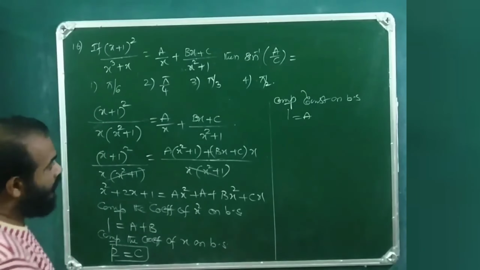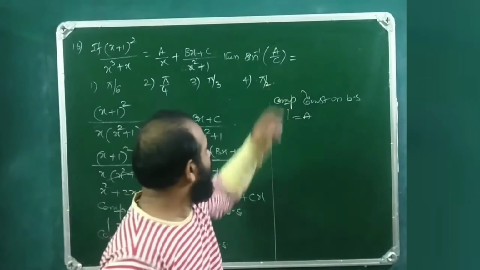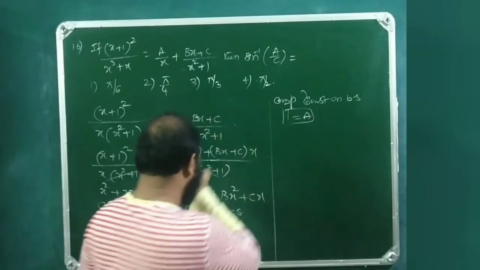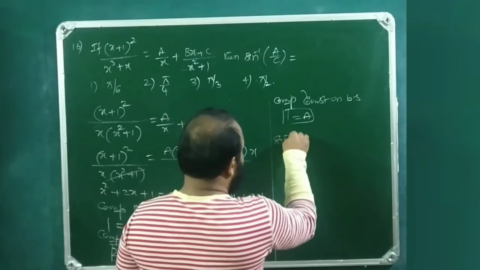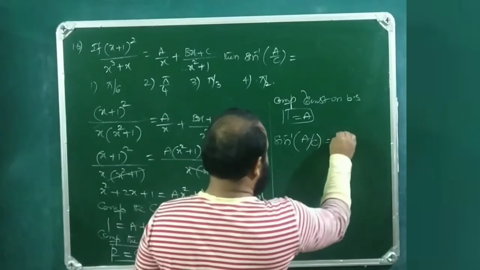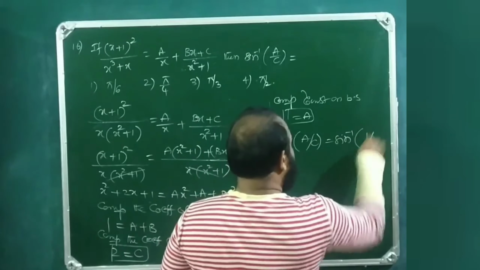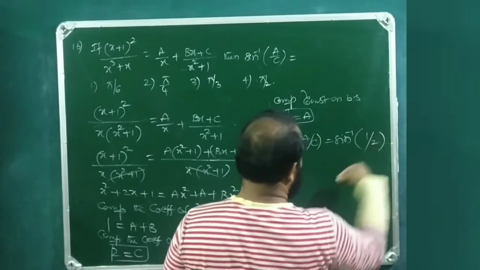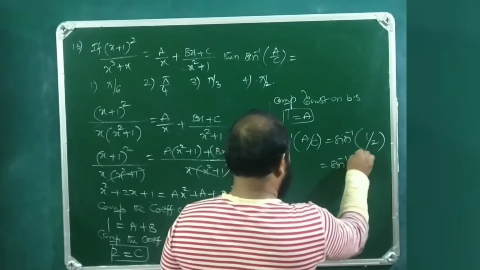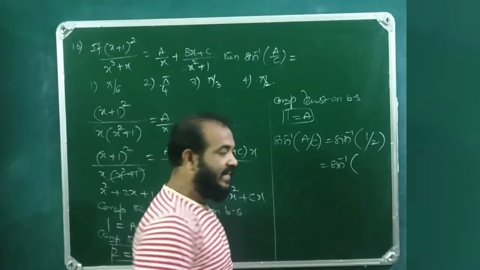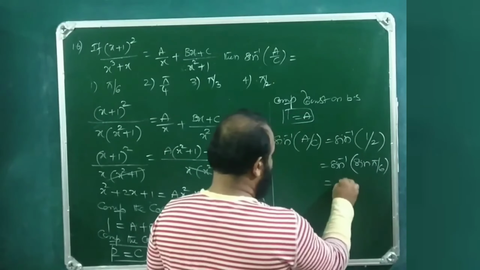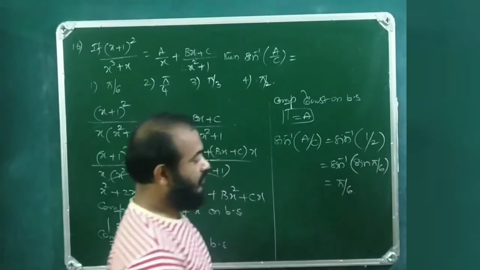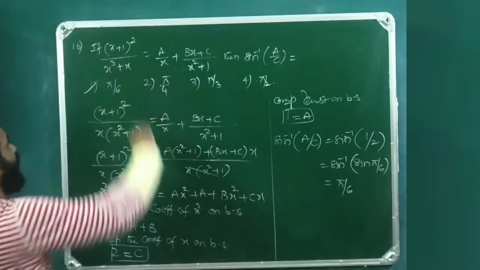So we require these two values only, a and c. So therefore sin inverse of a by c is equal to sin inverse of 1 by c value, which is 2. Sin inverse of 1 by 2 is sin 30 degrees. So sin pi by 6. This is pi by 6. So the option number 1.